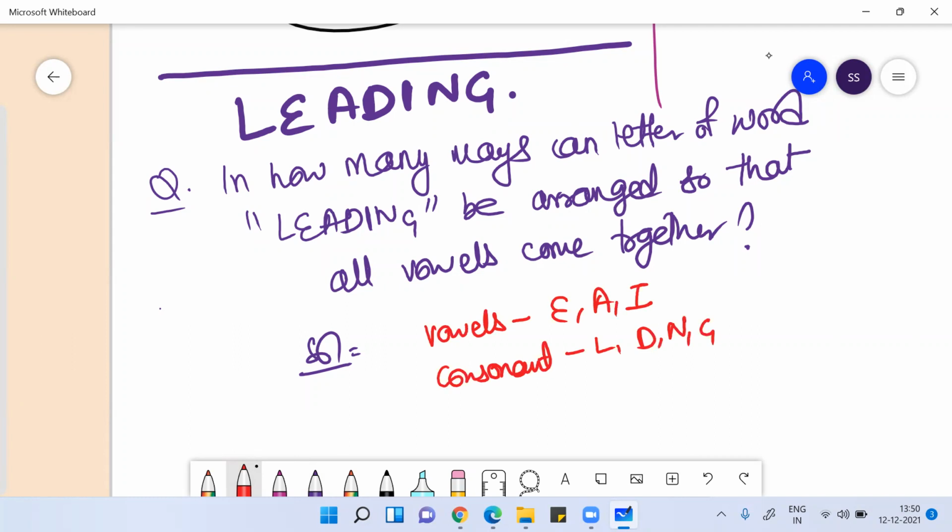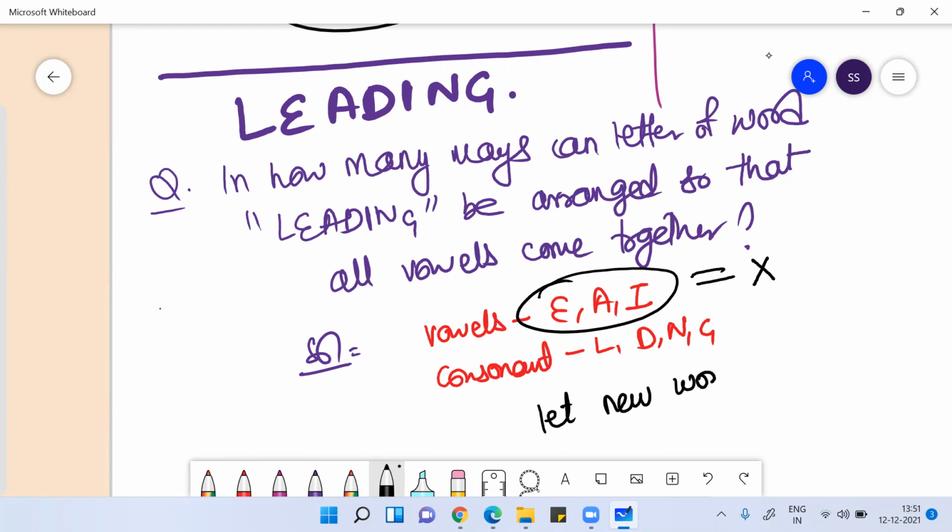That was my question, right? In how many ways can I arrange the letters of the word LEADING such that all vowels come together? So let all vowels be together. They all came together and made the letter X. So let your new word be LDNGX. This is your new word.